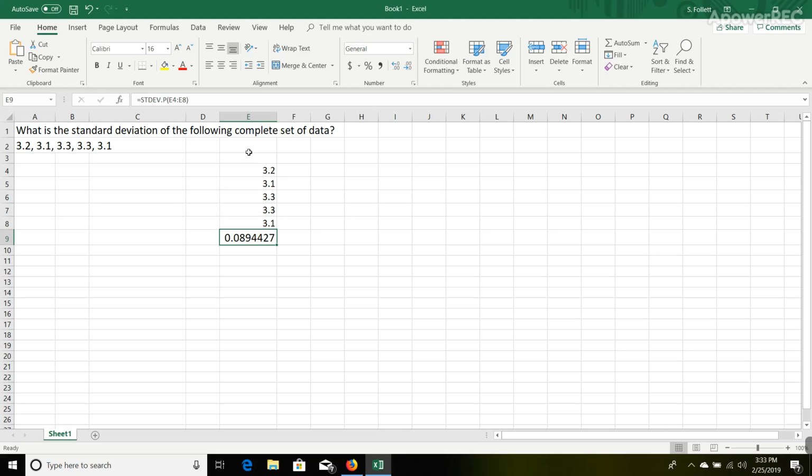So you can see what we have here is 0.0894. And the reason that's 0.0894 is because this is a complete set. In other words, this is all the numbers I have, not a sample, but the population. So that's why I use the STDEV.P. Okay, this is question 17.